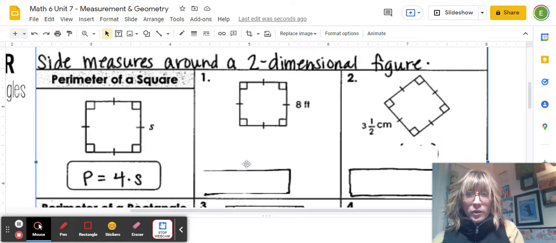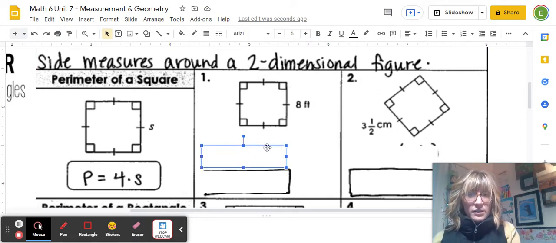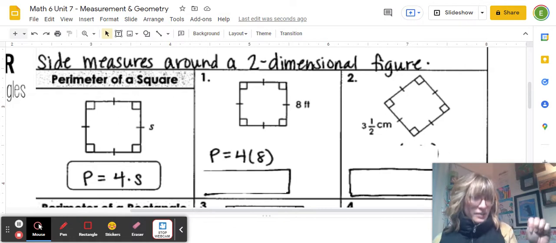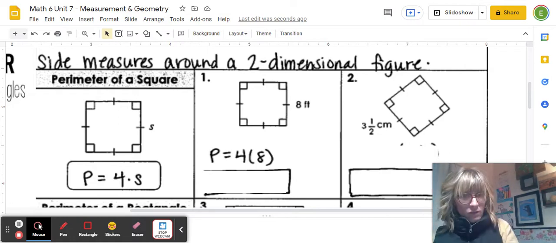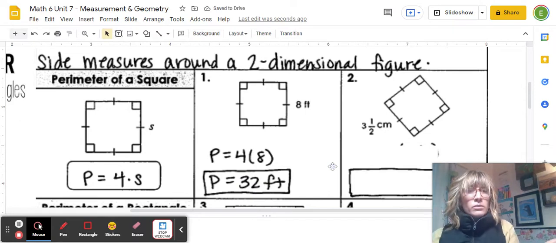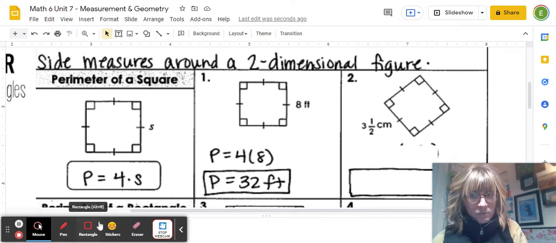Okay, so over here, if we apply it in number one, we know it's a square, and so we use our formula. The perimeter is going to be 4 times our side length. Our side length is given, it's 8 feet. So our perimeter is the same thing as 4 times 8, or 8 plus 8 plus 8 plus 8 for each of the four sides. When you solve 8 times 4, the perimeter is 32 feet.